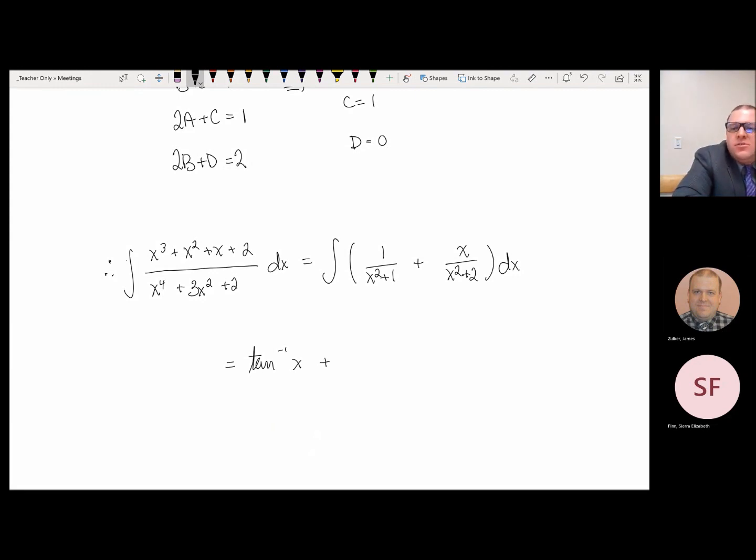What about that second term, x over x squared plus 2? This one's the natural log of the absolute value of x squared plus 2, all over 2. That's a u sub. Let u be x squared plus 2. The derivative of that is 2x. We don't have a 2, but we do have an x, so we multiply the result by 1/2. There's your antiderivative.